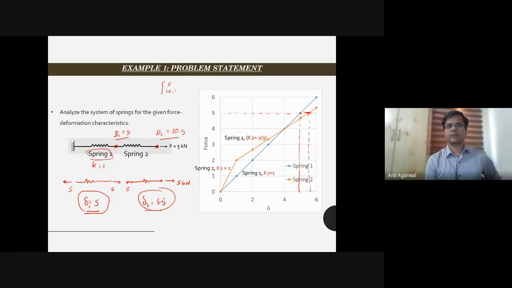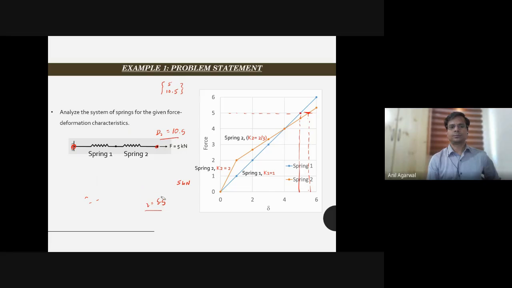So that is kind of a check for me to see later. What is the deflection here? What is the deflection there? Of course, 0. That's the one solution. So I have to report only two deflections, which are 5 and 10.5. Now let's use the Newton-Raphson method.